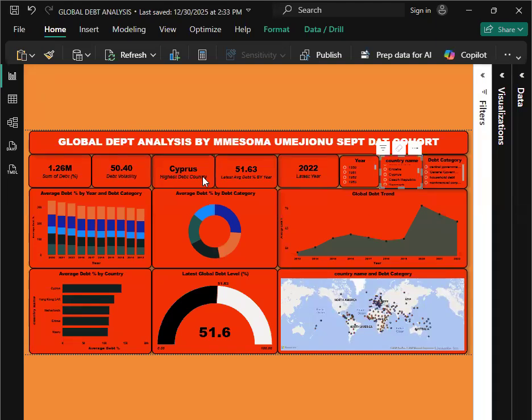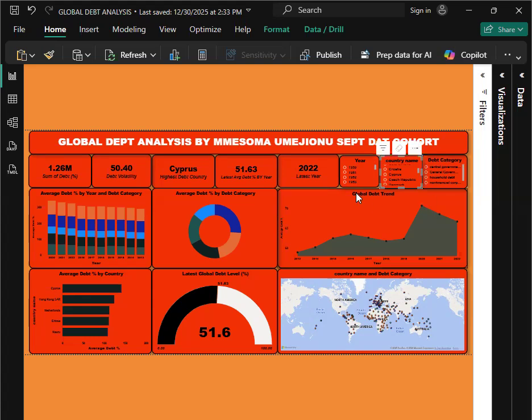Starting with the KPI indicator over here, we see that the total sum of global debt is approximately 1.26 million based on aggregated country debt ratios. And then we can see that the debt volatility is 50.40, indicating moderate fluctuations in the global debt levels over time.